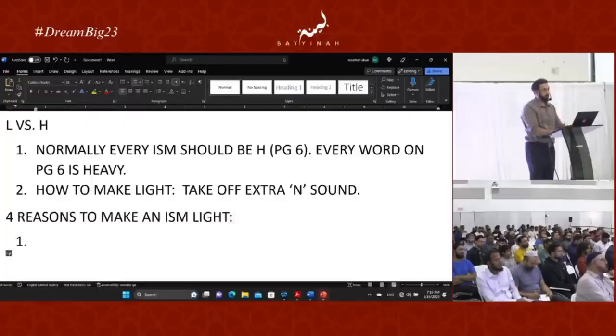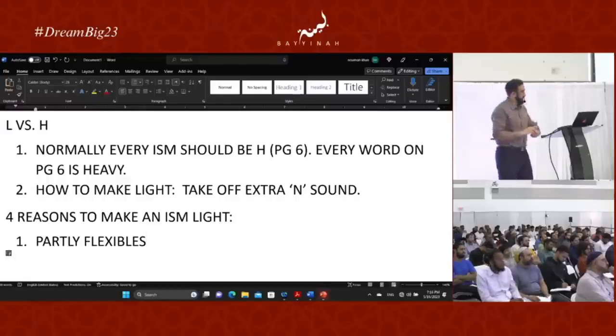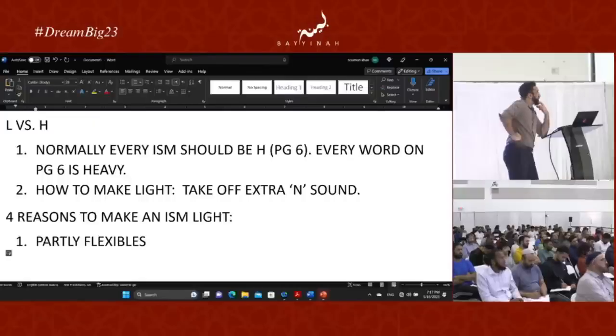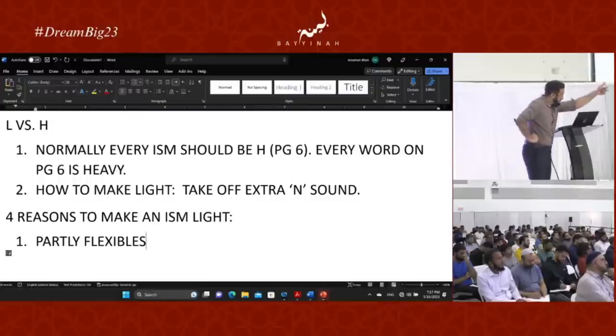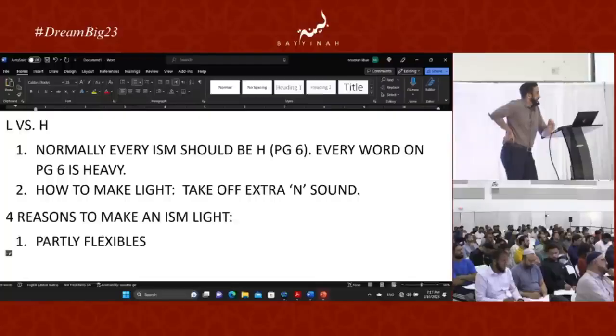Number 1, partly flexibles. Do you know what that is? Give me an example of a part. What are the 2 categories you know of partly flexibles? Places and non-Arab names. And what did you learn about them? U, a. Isn't that light? That's category 1. I taught it to you without telling you. Okay.